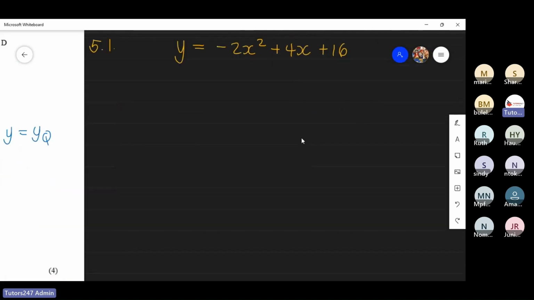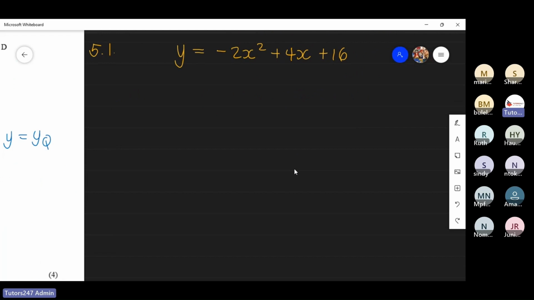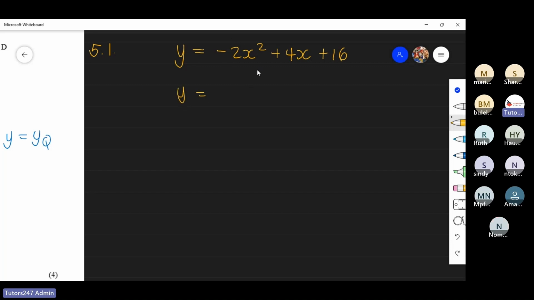Now, something important to take note of when you are dealing with completing of squares is that your coefficient of x squared must always be 1. If it's not 1, you need to factor out and get rid of it. It must always be 1, not -1, not 1.5, not 2. It must always be 1. So before we start, we need to get rid of that -2 such that our coefficient of x squared becomes 1. So if we factor out -2, we will then be left with x squared minus 2x minus 8.